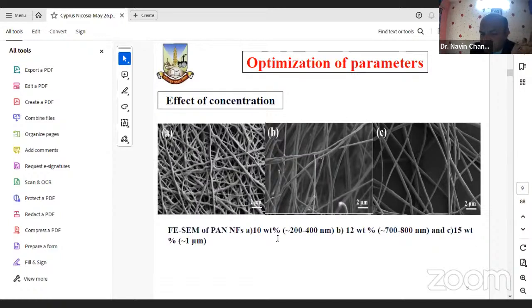When the solution concentration is 10 weight %, the fiber diameter ranges between 200 to 400 nanometer. But if we increase by 2 weight %, moving to 12 weight %, the size goes to 700 to 800 nanometer. And again, if we increase by 5 weight %, to 15 weight %, it goes to the micron size. So 10 weight % is the base concentration for drawing the fiber in between 200 to 400 nanometer.